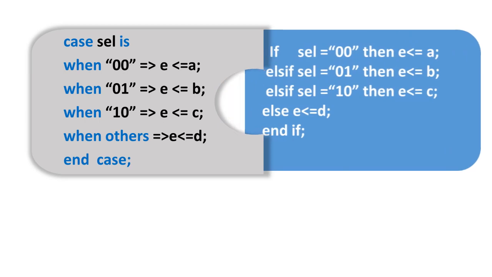Similarly, the if statement for different conditions is also presented here. Here you can see the program. If the selection input is 0, 0, then the output E is equal to A, else if, look at the spelling, ELSIF. Else if the selection input is 0, 1, the output E is B, and so on. Finally, the program ends with end if and end process, finally end architecture name.